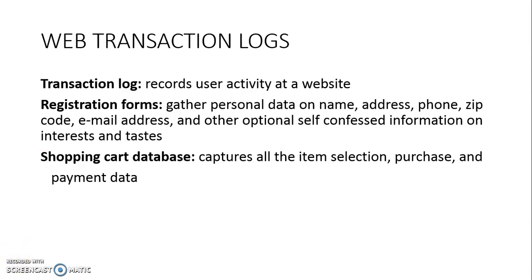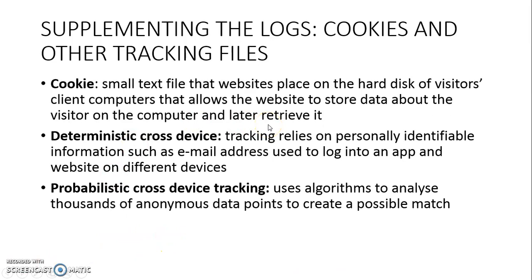So we describe some technologies that help firms more effectively utilize this information, supplementing the logs: cookies and other tracking files. The first one is cookies. Cookies are small text files that a website places on the hard disk of visitors' client computers that allow the website to store data about the visitor on the computer and later retrieve it. A cookie provides web marketers with a very quick means of identifying the customer and understanding his or her prior behavior at the site.